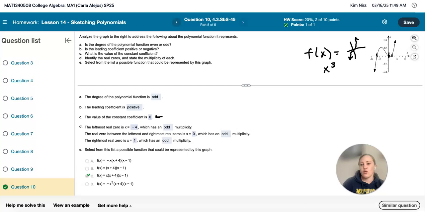Then you have to evaluate the multiplicity. Again, if it's crossing the x-axis, it has odd multiplicity. If it simply touches the x-axis, it has even multiplicity. Those are the rules. Given that information, it's crossing the x-axis at every single one of those points, and for that reason, each one has odd multiplicity.